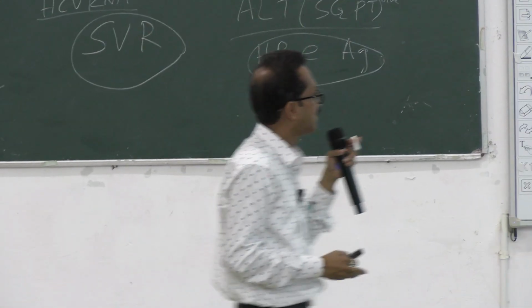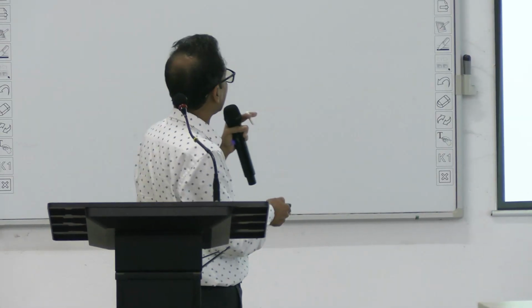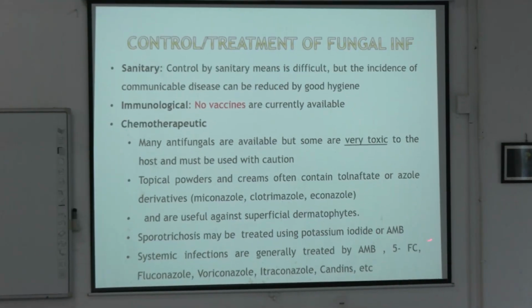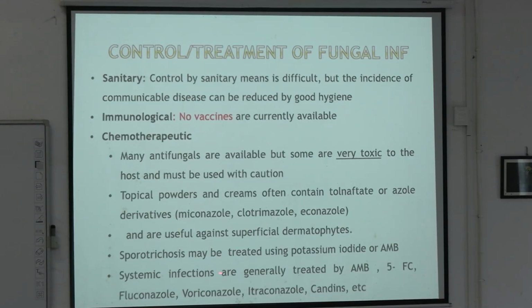Fungal infection. So, how will you control fungal infection? Still no vaccine is available. So, first control by sanitary means. Many antifungals are available but sometimes very toxic. Topical powders and creams contain azoles and tolnaftate, useful against superficial dermatophytes. Sporotrichosis may be treated with potassium iodide or amphotericin B. Systemic infections are generally treated by amphotericin B, fluconazole, voriconazole, itraconazole.